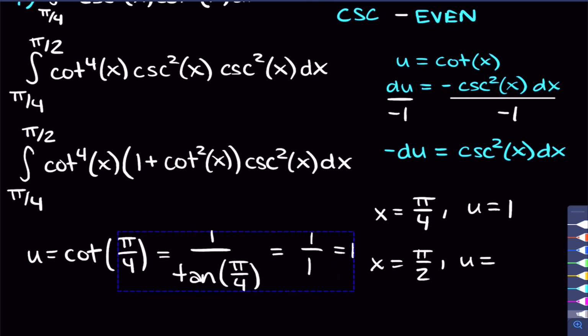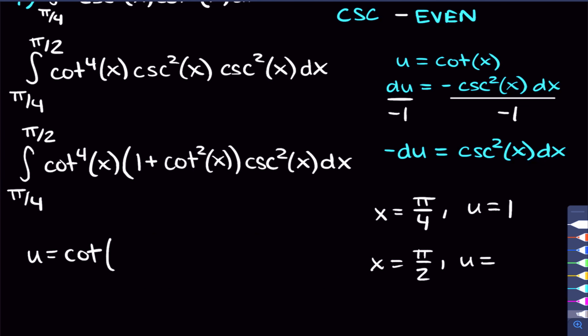Now, what about our other bound, pi over 2? We'll plug pi over 2 in for x into our u substitution, and what you get is 1 over tangent of pi over 2. But you might be a little confused by that because tangent of pi over 2 is undefined, or tangent of 90 is undefined. So what you can do is you can write this as cosine of pi over 2 over sine of pi over 2.